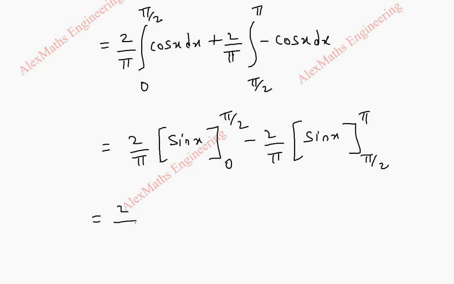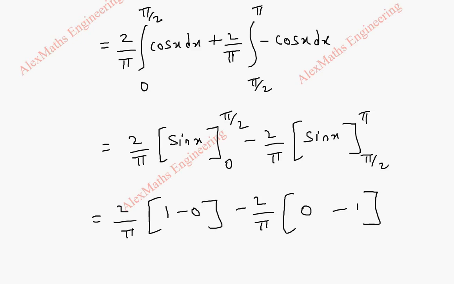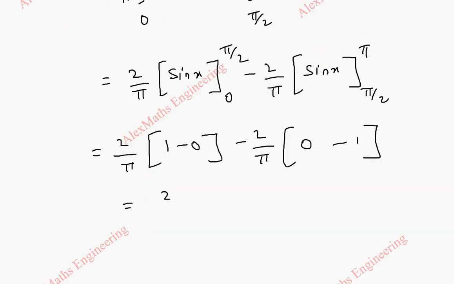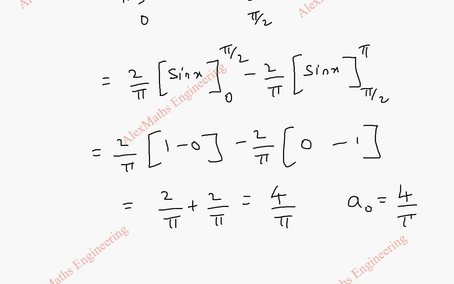When I use the upper limit pi by 2, sin pi by 2 is 1, and the lower limit is 0. Similarly, sin pi is 0 and sin pi by 2 is 1. Now totally the first term is 2 by pi, the second term is also 2 by pi, and this is 4 by pi. So we got a0, which is 4 by pi.